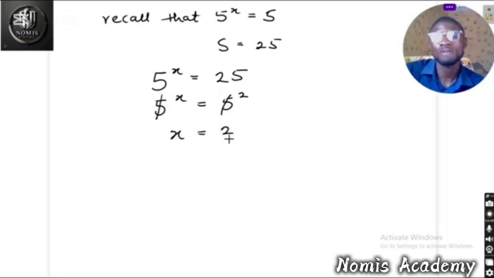So I just found the value of x in the question, 5 raised to the power of x plus 1 plus 5 raised to the power of x equals 150. So the value of x in that equation is 2.